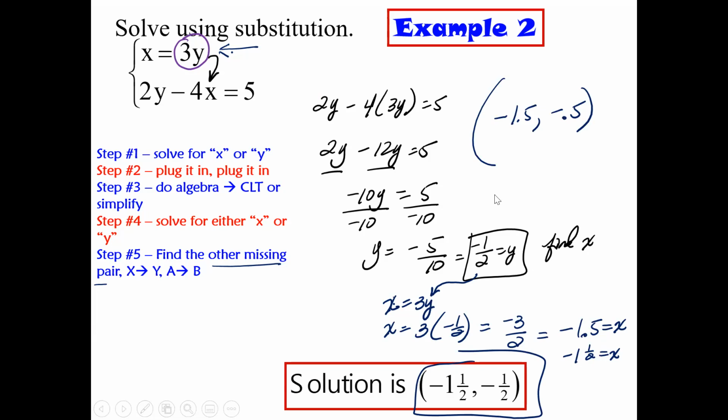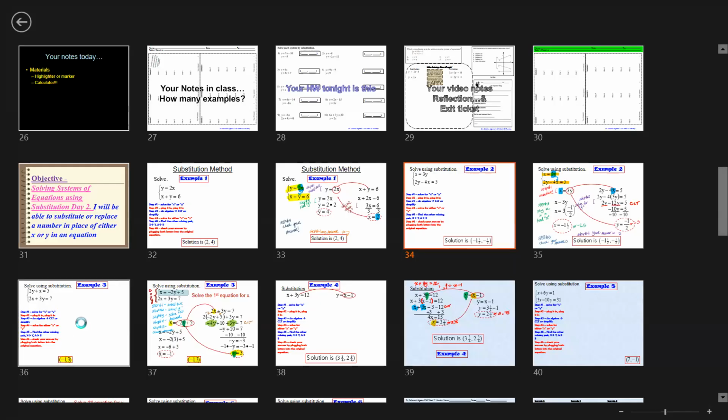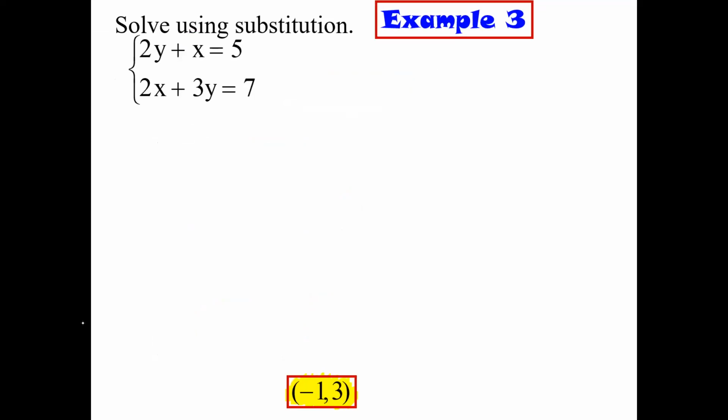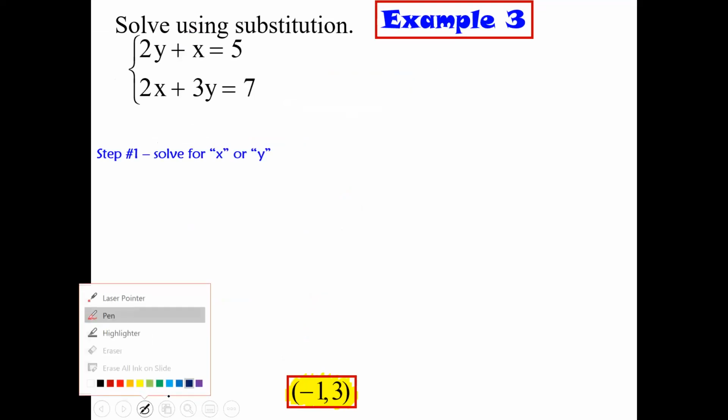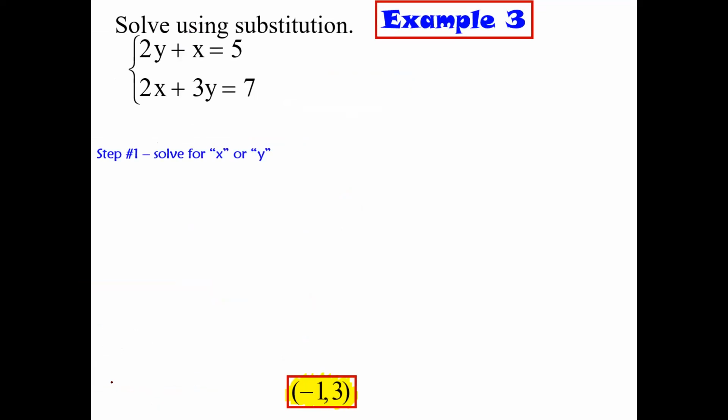All right, let's go on to example 3. This one's a little bit challenging because step 1 says solve for x or y, and if you look at this, none of them are solved. So which one looks easier to solve? First equation or second equation? I would say first equation because to get x by itself, I just need to move the 2y over to the right side. So I have x equals negative 2y plus 5.